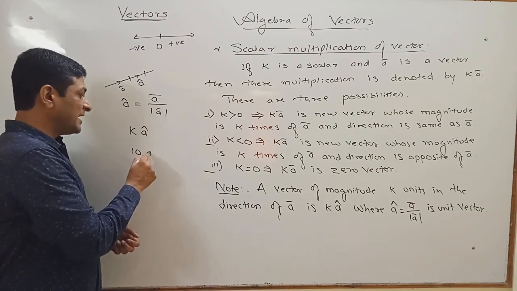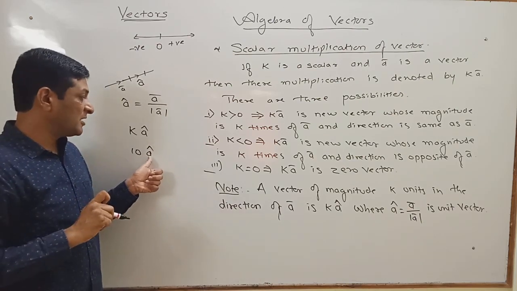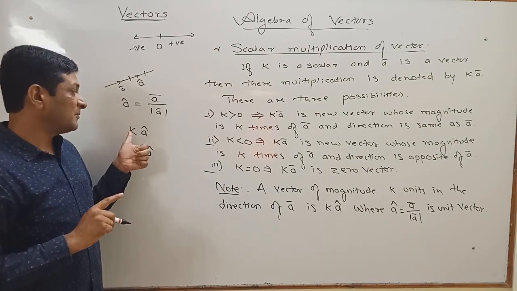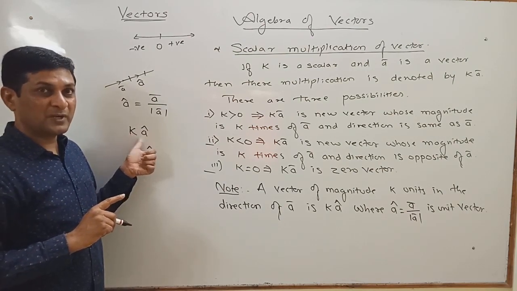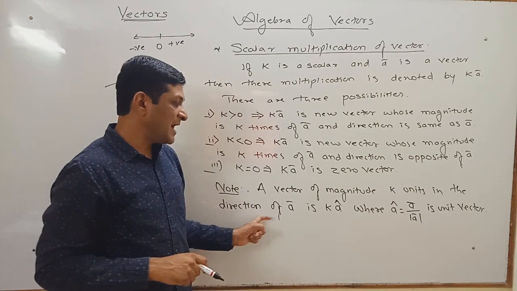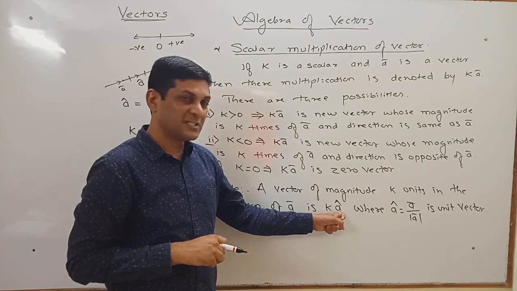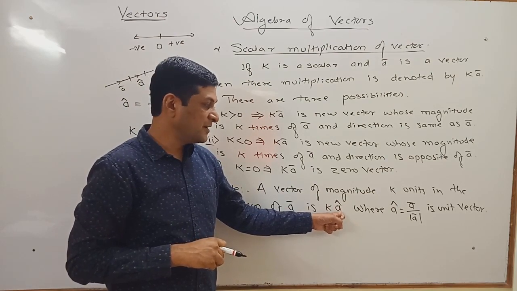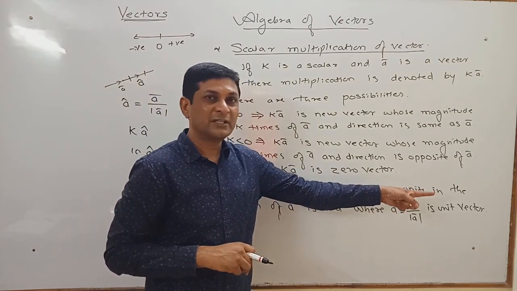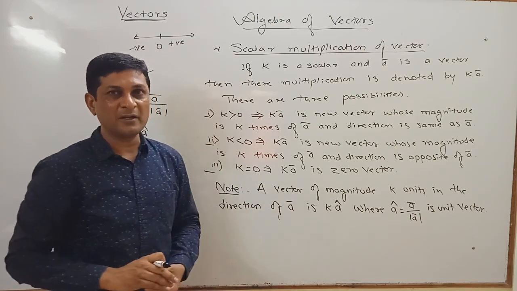If we multiply a cap by 10, the magnitude of a cap, since it is a unit vector, is 1. And if we multiply 1 by 10, then the magnitude of the new vector will be 10 ones are 10 units. If we multiply the unit vector by k, the magnitude of the new vector will be k times. It means to find a vector of magnitude k units in the direction of a bar, or along a bar, first find the unit vector. Unit vector means its magnitude is 1, and if we multiply this unit vector by k, we will get a new vector whose magnitude is k units, and it is the vector along a bar.